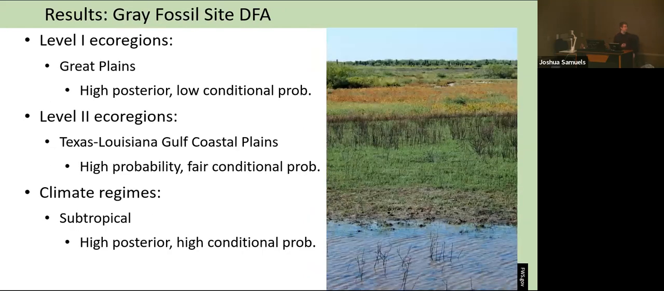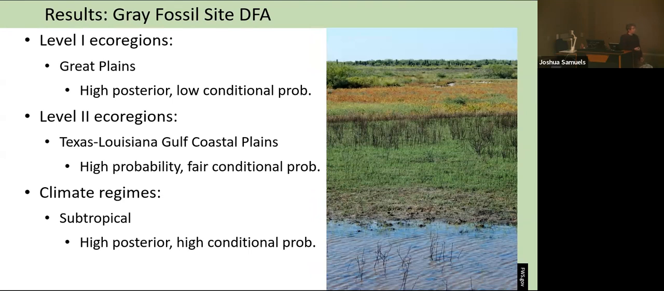The gray fossil site, when it got plugged in and it got predicted to each of the groups, for level 1 ecoregions, it got predicted to the Great Plains, which isn't really what we would expect based on what we understand about the gray fossil site environment. However, the test gave it a high posterior probability, so it says, yeah, it looks most like the Great Plains, but a low conditional, meaning it's still not really fitting with them. It's just closest to them compared to everything else.